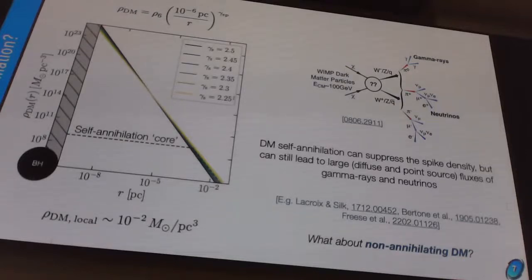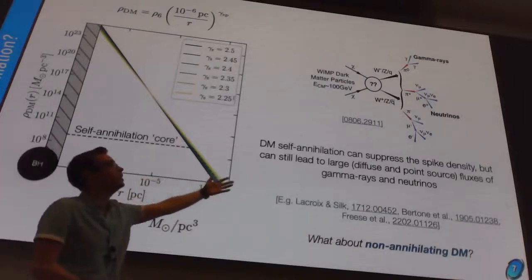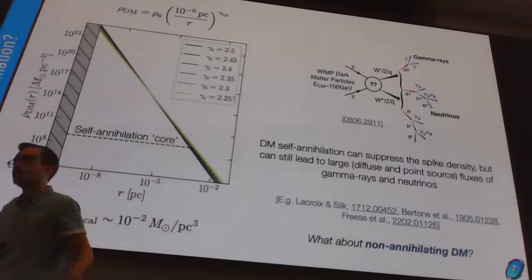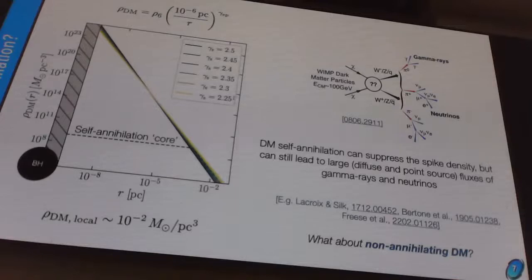But in fact, not all dark matter particles can form these spikes. Okay, I mean, the kind of canonical WIMP doesn't form such dense spikes, partly because it can self-annihilate. And so if you have this huge density of dark matter, then you'll start to suppress the density in the spike. Okay, and so these colored lines correspond to different slopes of your spike, so how rapidly the spike rises towards the central black hole.